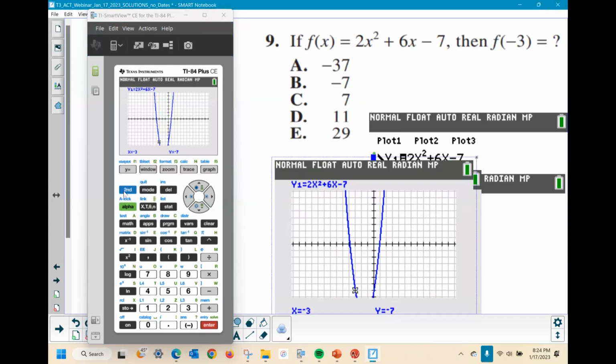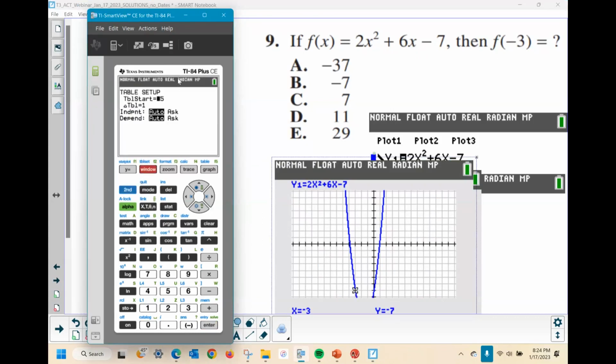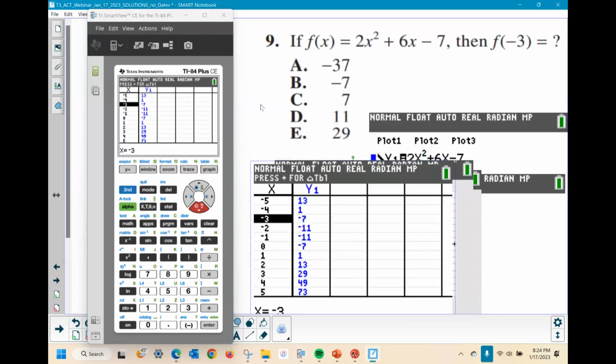Another way would be using the table. If I set the table to start at, say, -5, when I go to second graph, which is table, and go down to -3, there's the -7 again. So that's another nice way to get it.